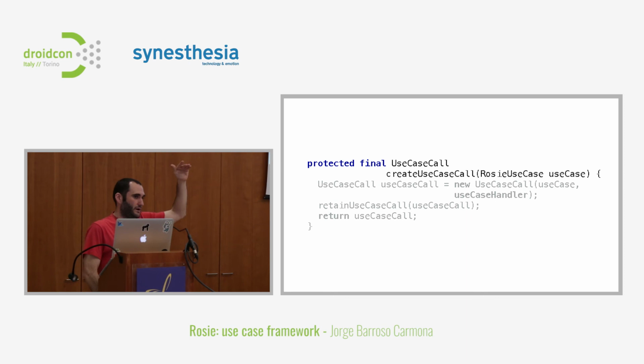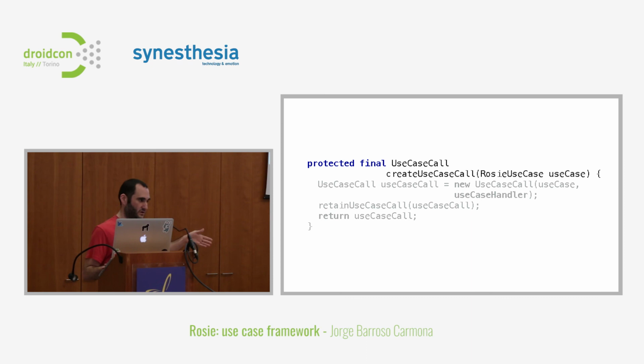Presenters need to take a reference of the use cases to be able to execute them, because we created them in a method, and when the method disappears, the garbage collector is going to collect them, and everything is going to be broken. For this reason, we create this one. We retain the use cases, and when the presenter dies, the use cases are going to die. When it's going to be destroyed, it's going to be destroyed.